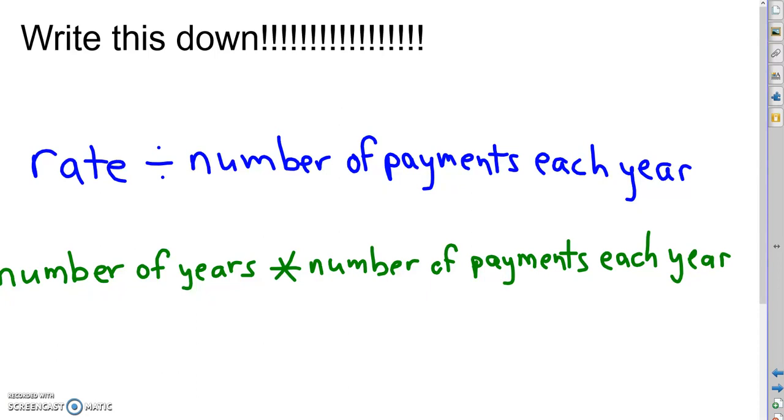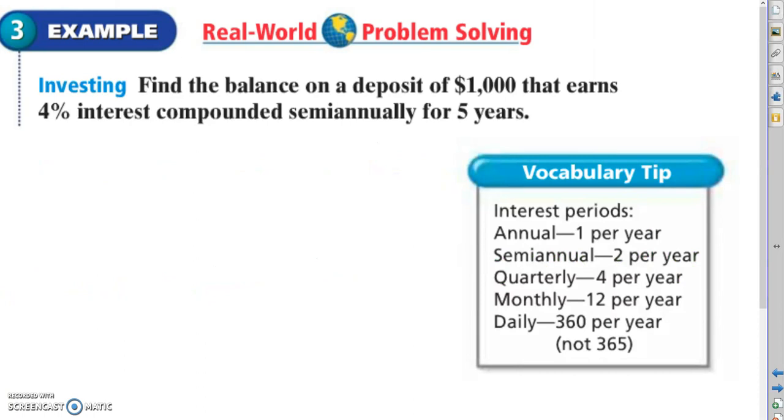each year. So you left your money in the bank, let's say for 3 years, and you're getting paid every 3 months, so 4 times a year. You'd say, oh, 3 times 4, I'm getting a total of 12 payments. Let's see how that works.